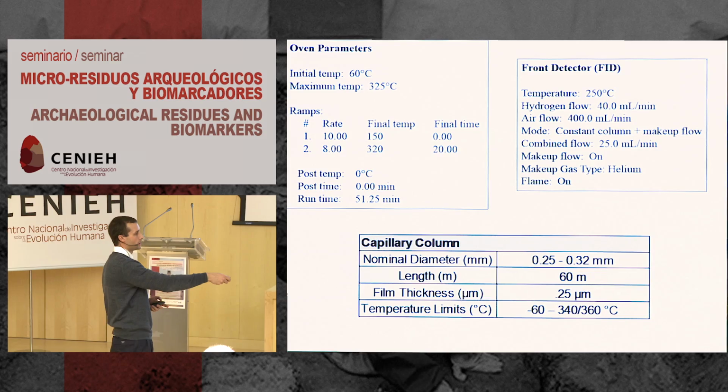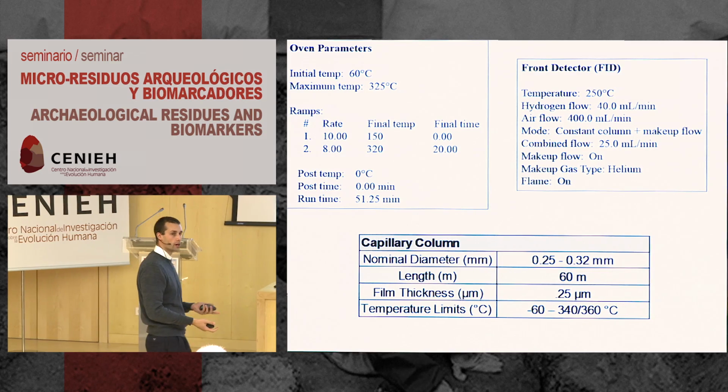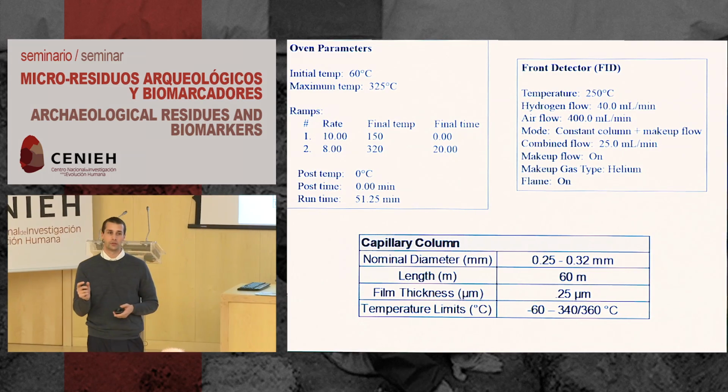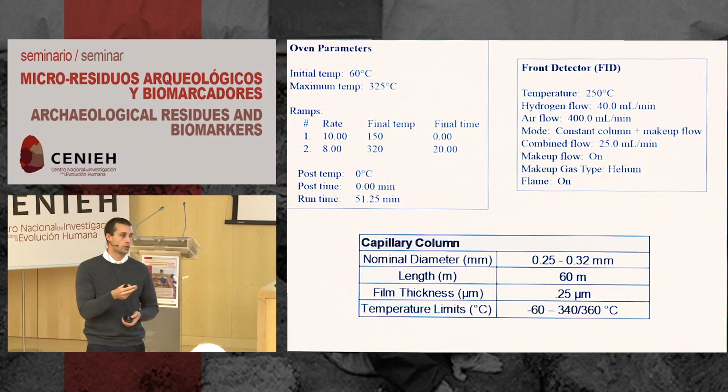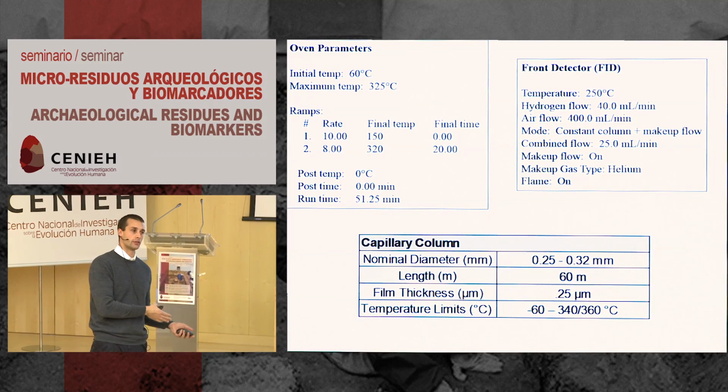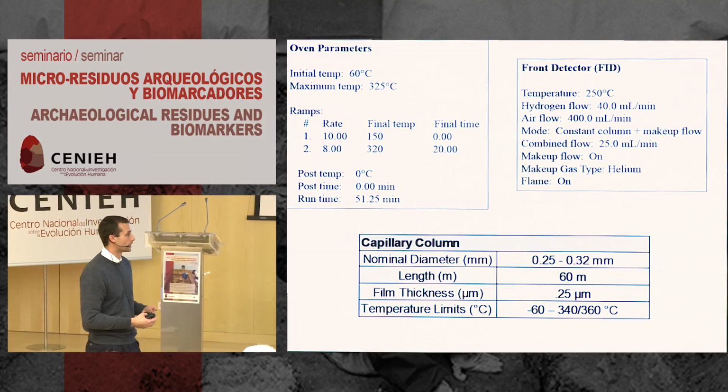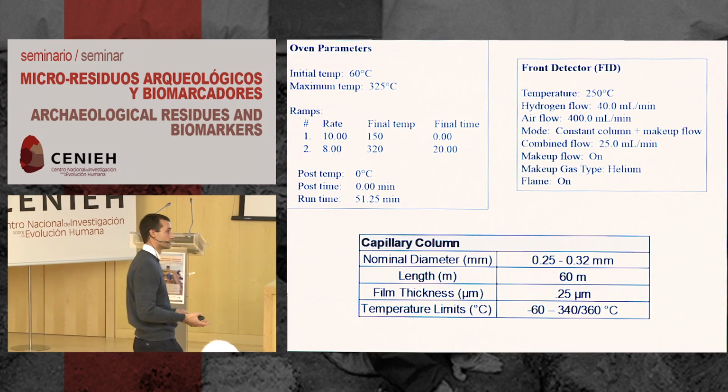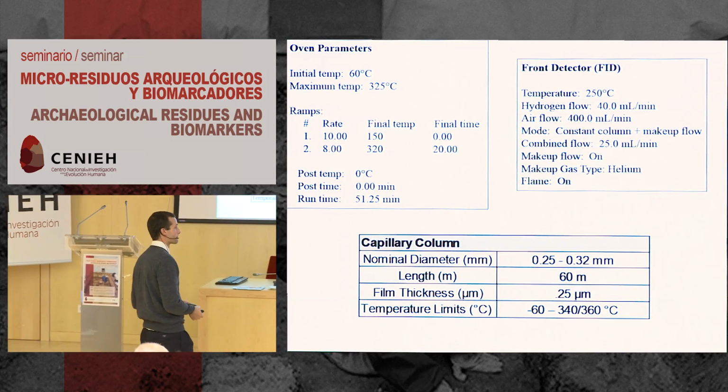We always use a 60-meter column. You can use a 30-meter column, but you don't get as high resolution towards the end of your sample. So you might only have, say, 35, 40 minutes, where you might need 60 minutes to actually run the sample itself.